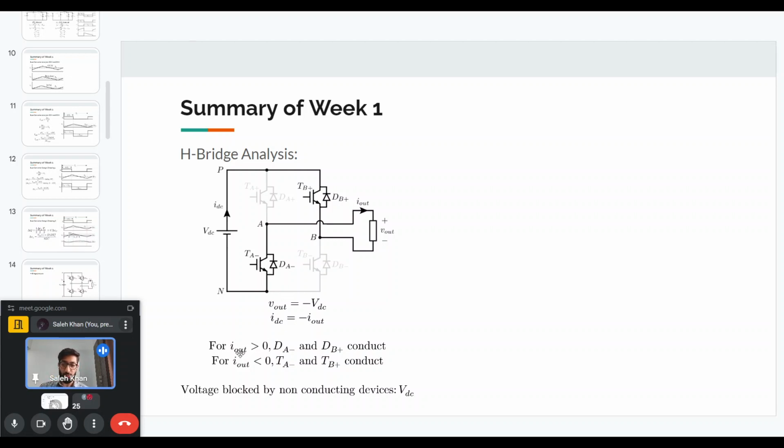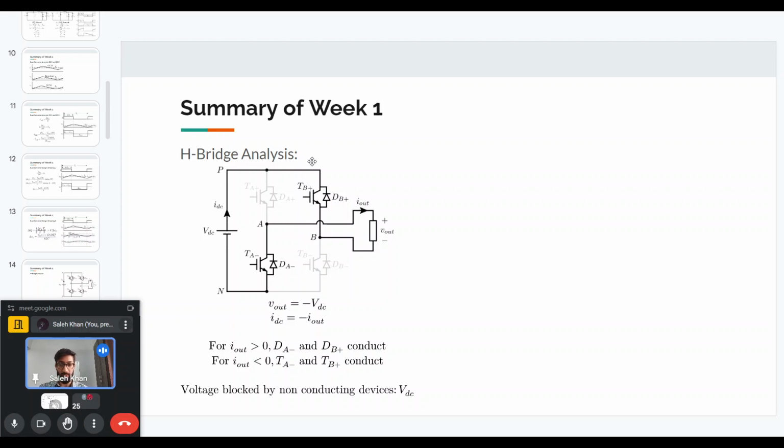And if the output current is positive, then the diodes DA minus and DB plus will conduct. So if the output current is positive, you can see that it will flow through DB plus, come from the source to DA minus, and then again back to the load. And if the output current is negative, then the IGBTs will conduct.